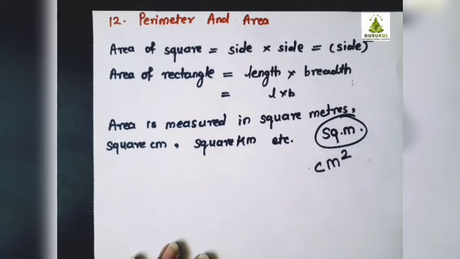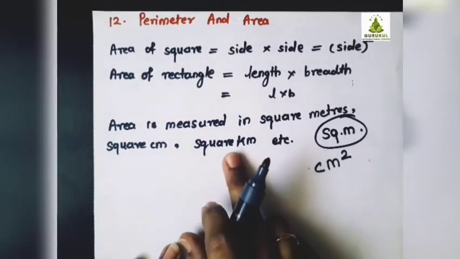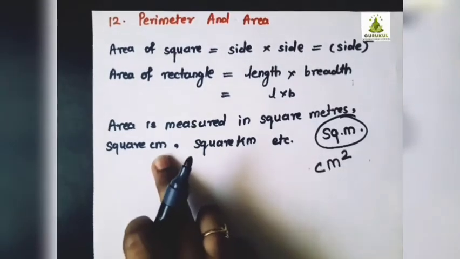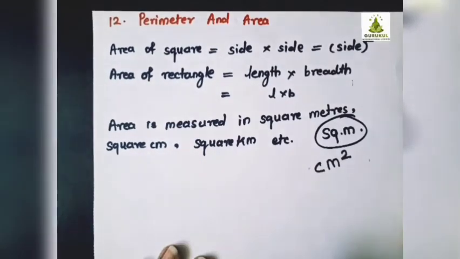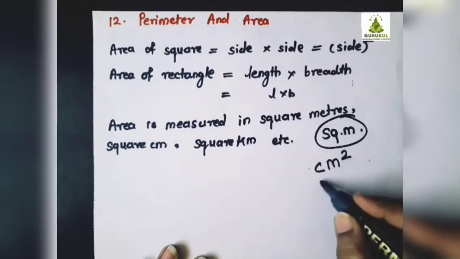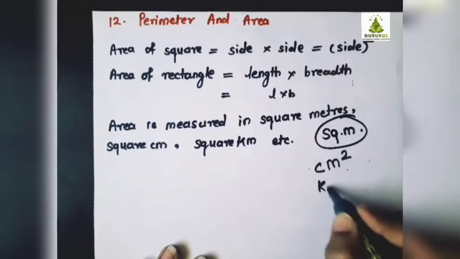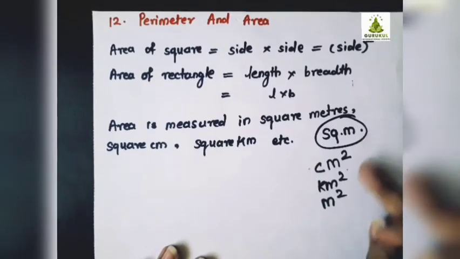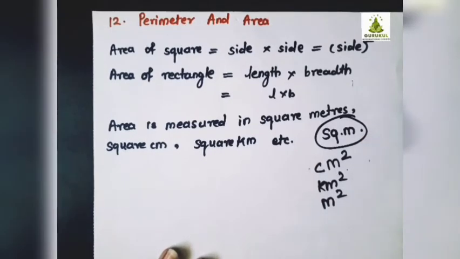Anyhow we can write. If it is given in kilometer, then it will be square kilometer. If it is given in centimeter, then it will be square centimeters, or we can write centimeter square, kilometer square, meter square. Both ways are correct to write down the units of the areas.